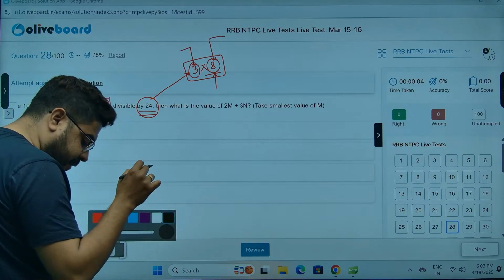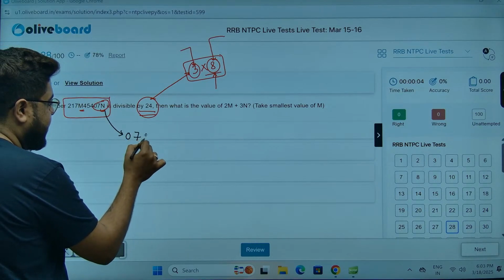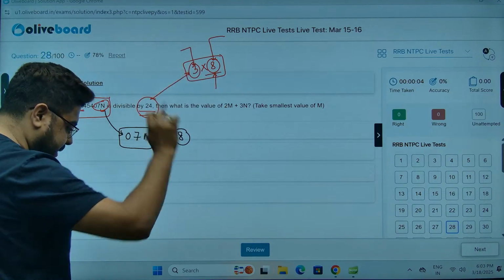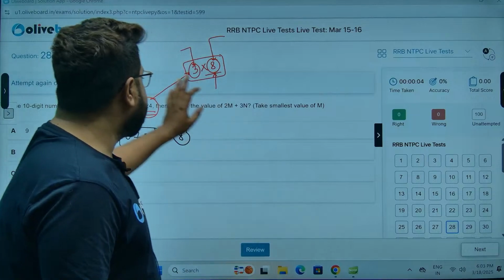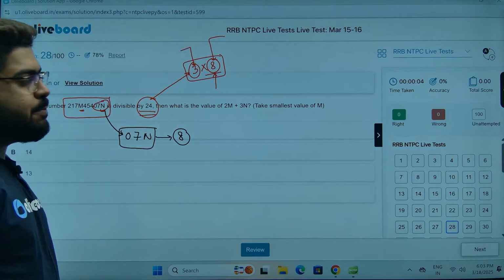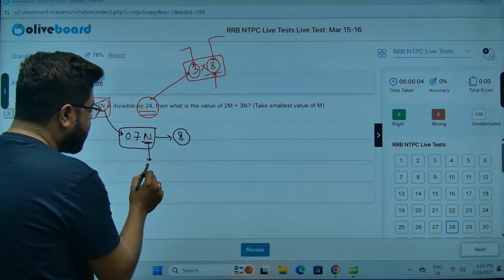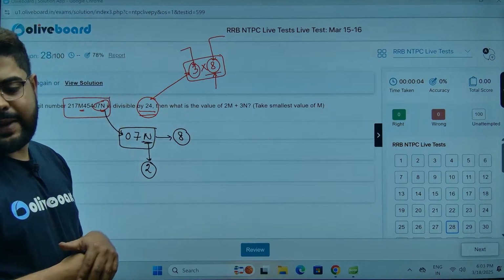So 0, 7, n. It is divisible by 8 because the whole number is divisible by 8. The divisibility rule of 8 says that if the number is divisible by 8, the last 3 digits must be divisible by 8. Sir, what is the value of n? There is only one possible value. It's 2, sir, because in 70-something only 72 is divisible by 8.